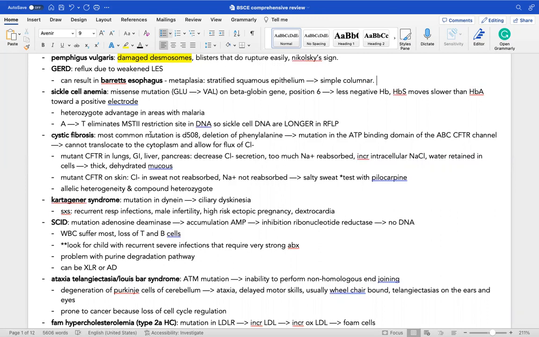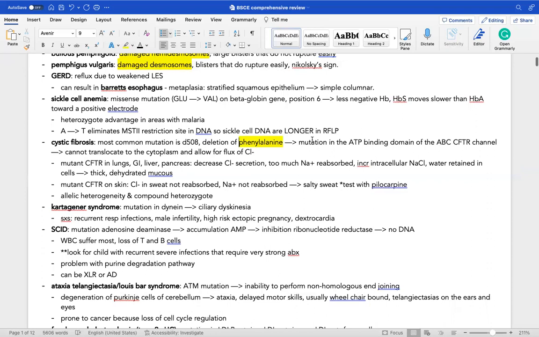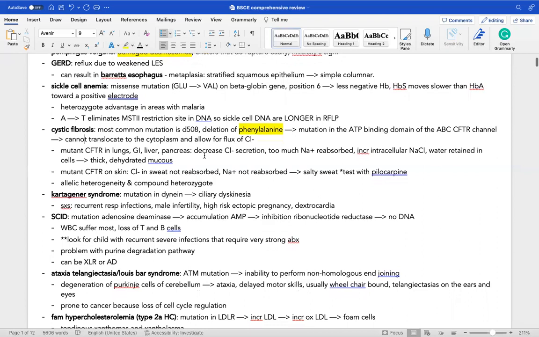Cystic fibrosis is most commonly a mutation in location 508, deletion of phenylalanine. So the phenylalanine is deleted. It's a mutation in the ATP binding domain of the ABCC CFTR channel. So therefore, it cannot translocate to the cytoplasm, and it cannot basically allow for flux of chloride.